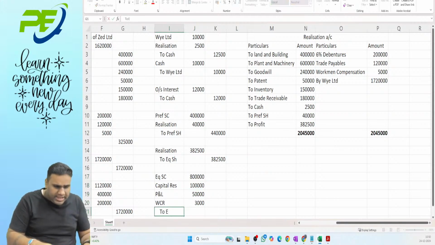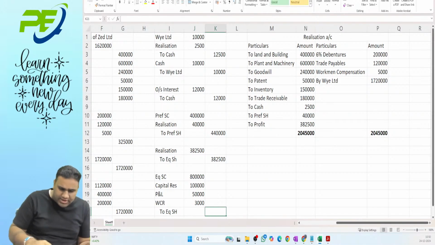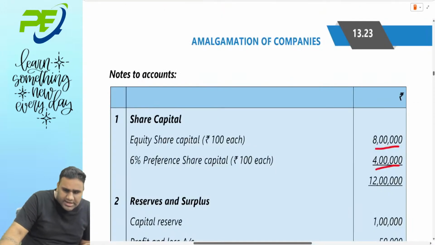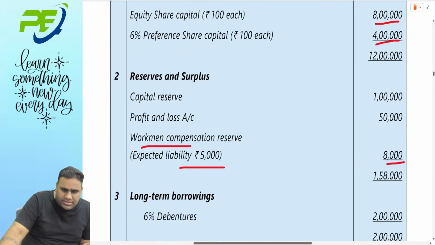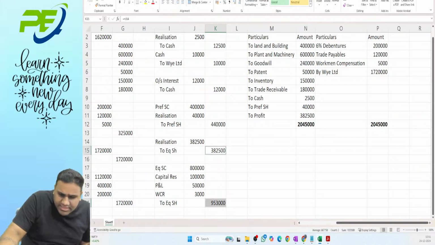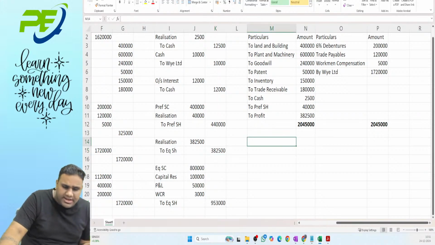Equity shareholder, 9 lakh 53,000. Everyone, can I continue? Did we miss out anything? Equity 8 lakhs, 9 lakh 53. Everyone, now if you add both profit and this, the total amount comes to 13 lakh 35,500.